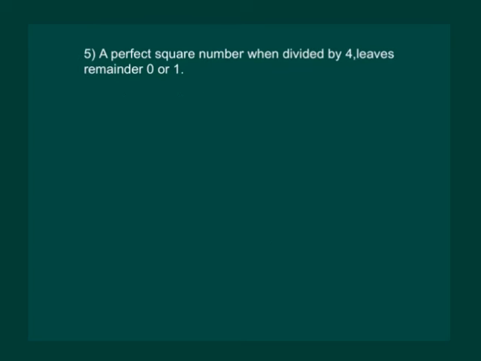Fifth property states that a perfect square number when divided by 4 leaves remainder 0 or 1. Note that this property will not hold for 1. 1 square will be 1, and which is not divisible by 4. Other than 1, let us take some square numbers. Let us take 4, 9, 16 and 25.